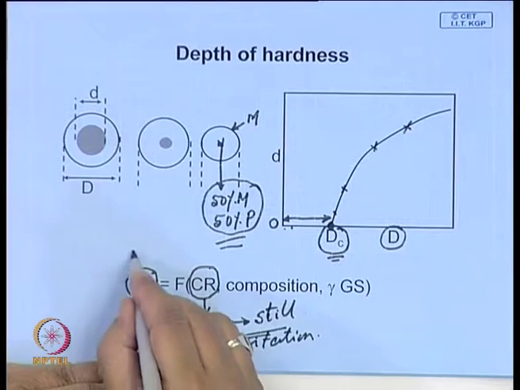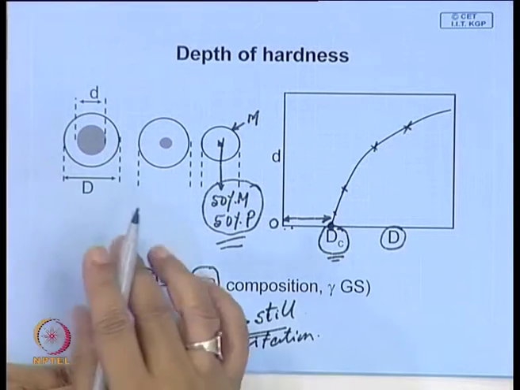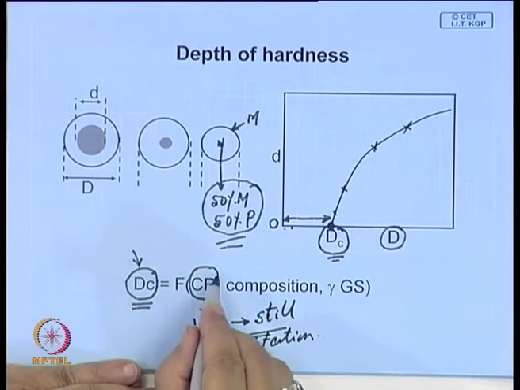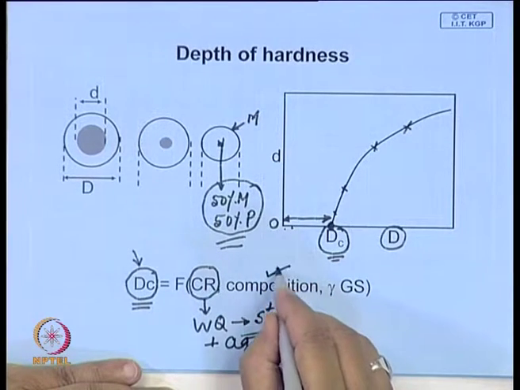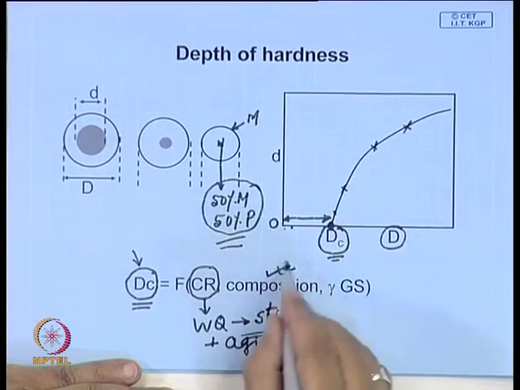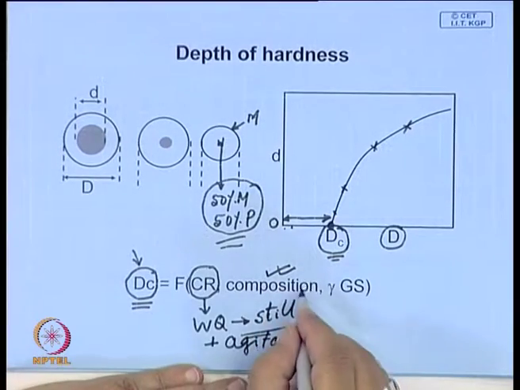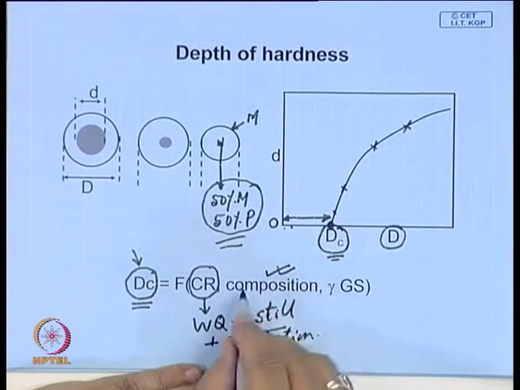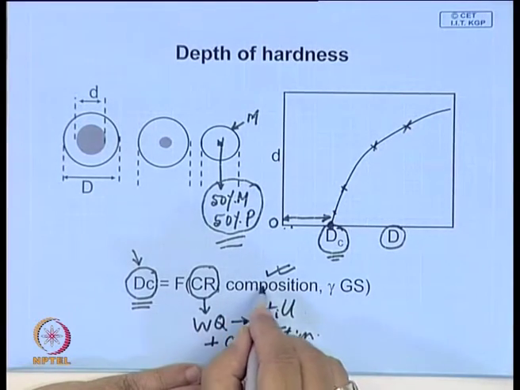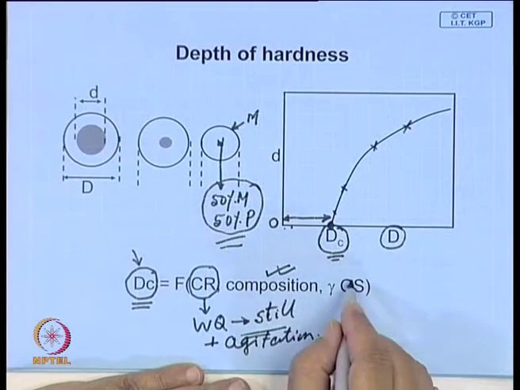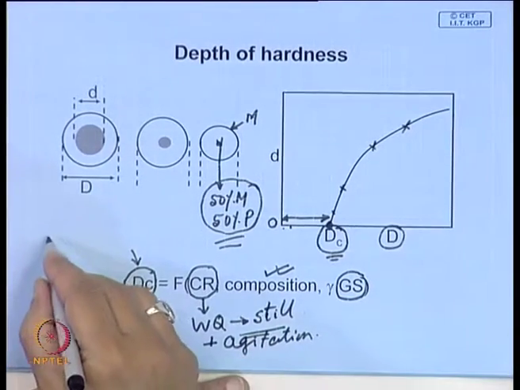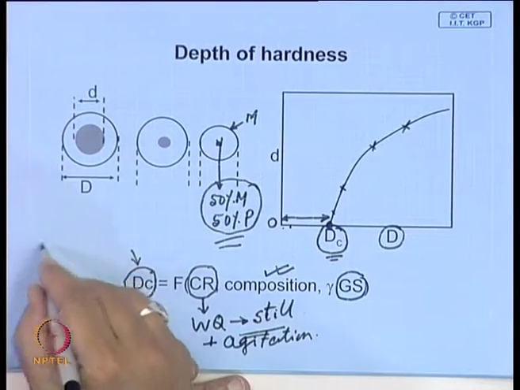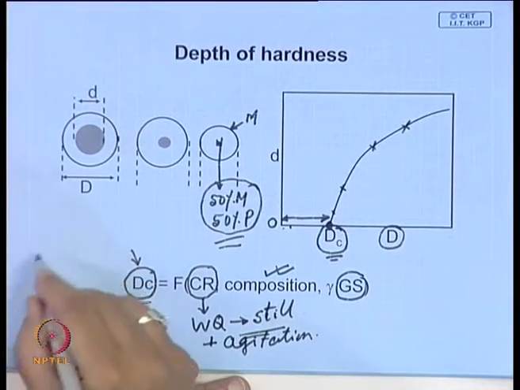So, you cannot say that this is some kind of a material property. It also depends on the composition of the steel, particularly the carbon content, and as we will see later, it also depends on the presence of other alloying elements. It also depends on the austenite grain size. Why should it depend on austenite grain size? We will look at it more critically later.